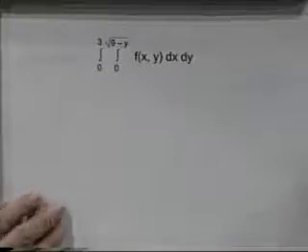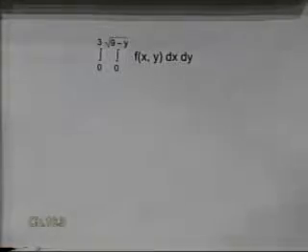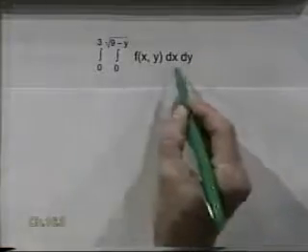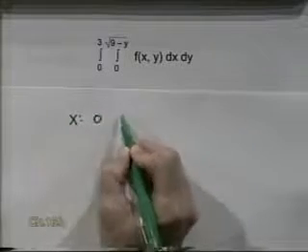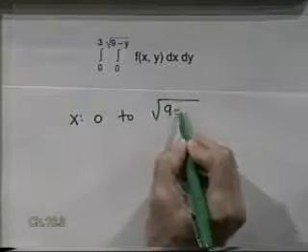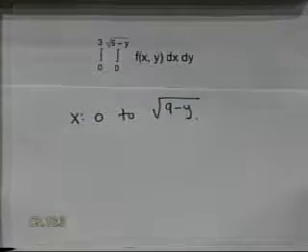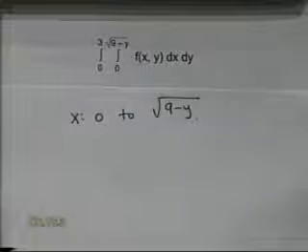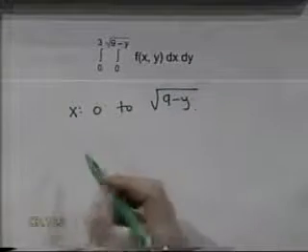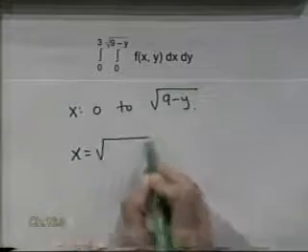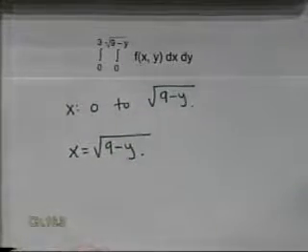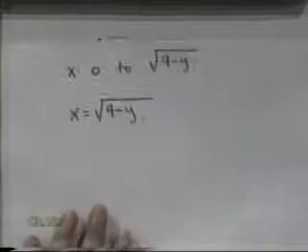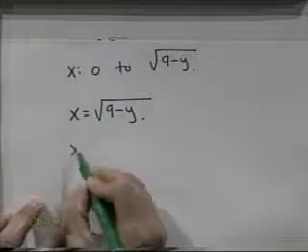Okay, let's look at this one. In this one, x is ranging from 0 to square root of 9 minus y. Okay, x is ranging from 0 to square root of 9 minus y. Okay, what does that look like? I don't know what x equals square root of 9 minus y looks like, do you? Good job, let's square it.